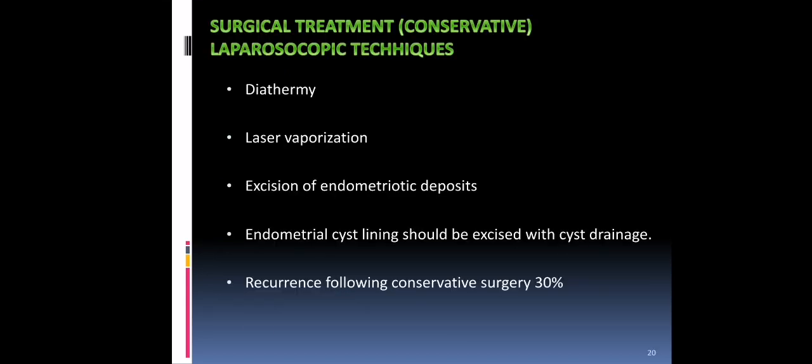Surgical treatment is the conservative treatment. Laparoscopic techniques can be offered: diathermy, laser vaporization, excision of endometriotic deposits. Endometrial cyst lining should be excised with cyst drainage. Recurrence following conservative surgery is 30%.